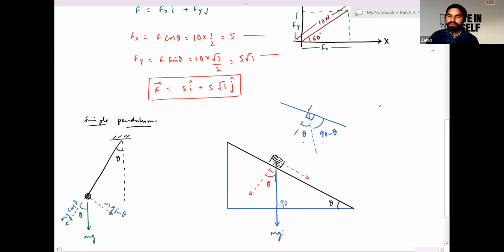Now this is mg, which is the resultant. Now we have to break this component into two parts, one along its adjacent part and one perpendicular to it. So the adjacent part will be cos times the resultant and the perpendicular part will be sine times the resultant. Is it clear?